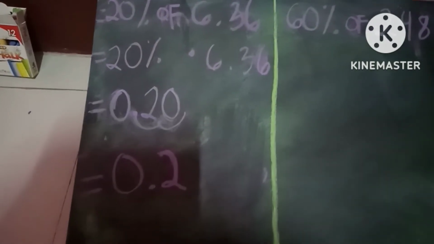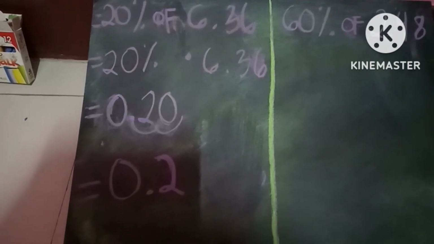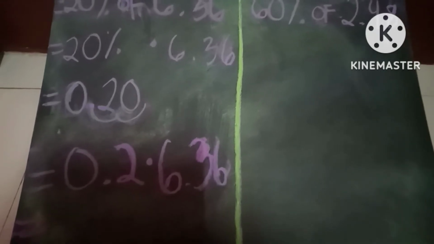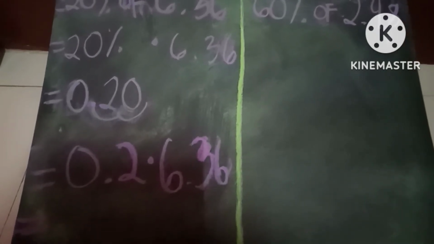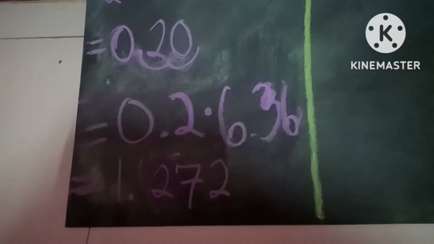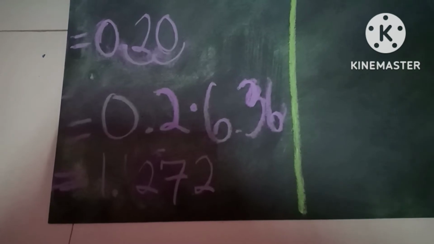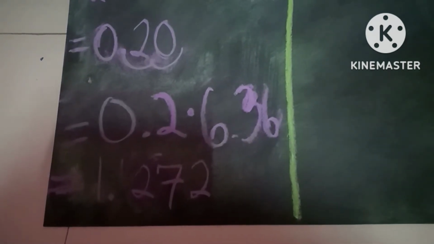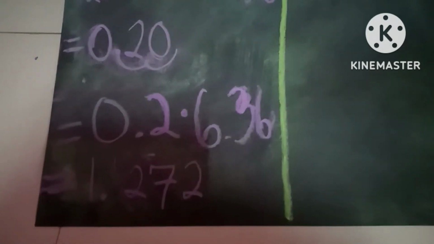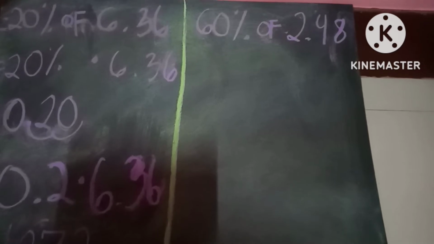Now that it's already a decimal, we can multiply it now to 6.36. Multiplying 0.2 to 6.36 would equal 1.272. 1.272 is the quantity taken from the first compound. Now let's solve this part.